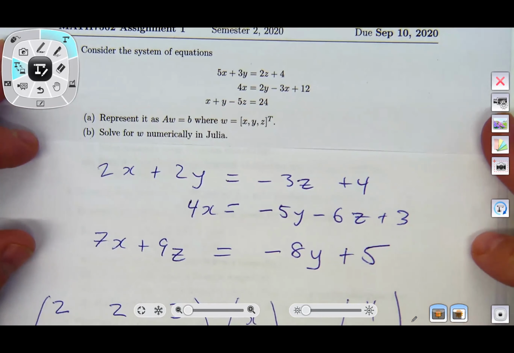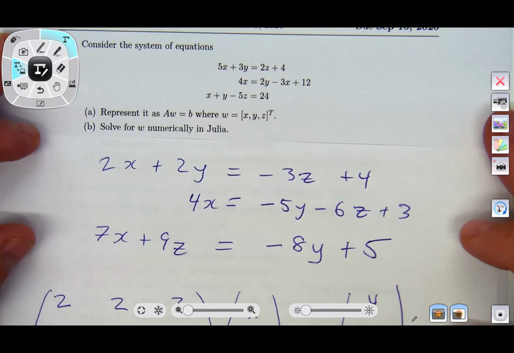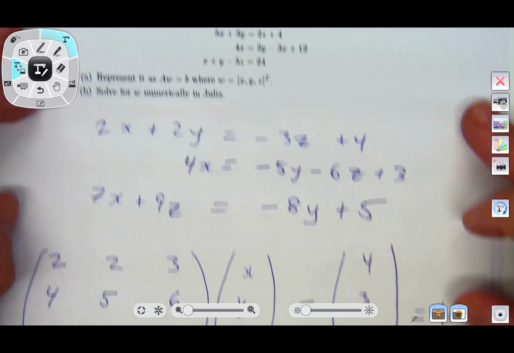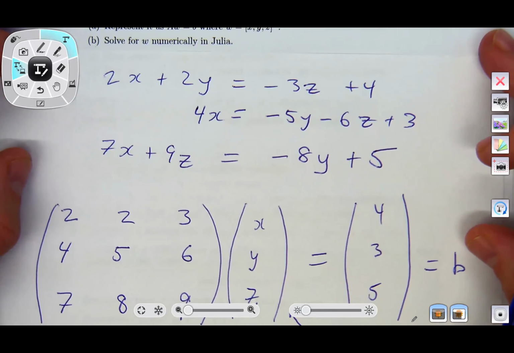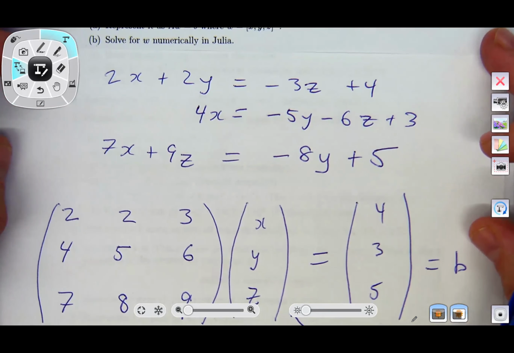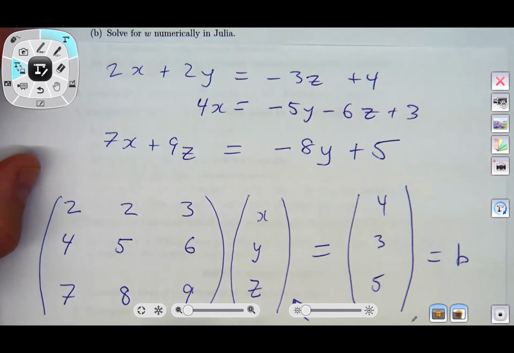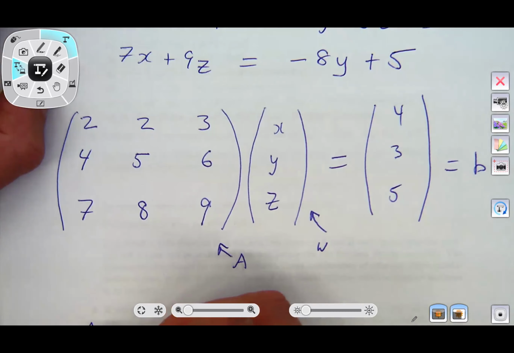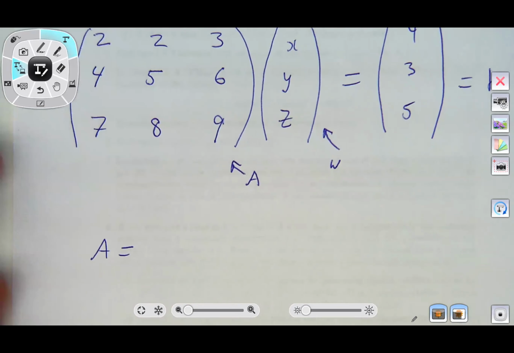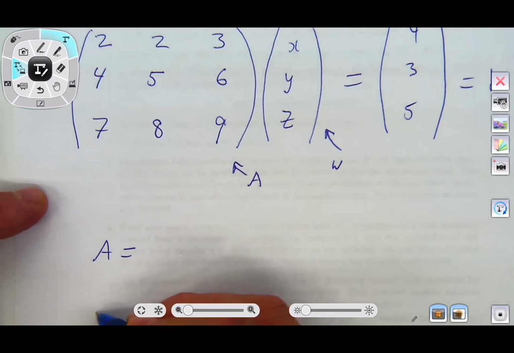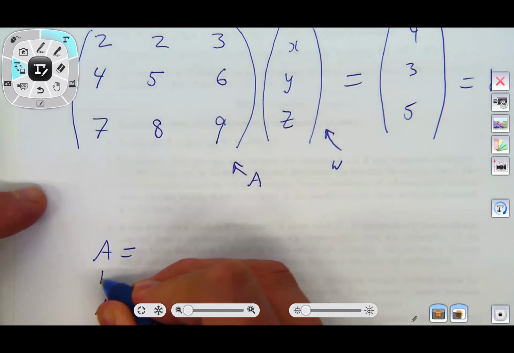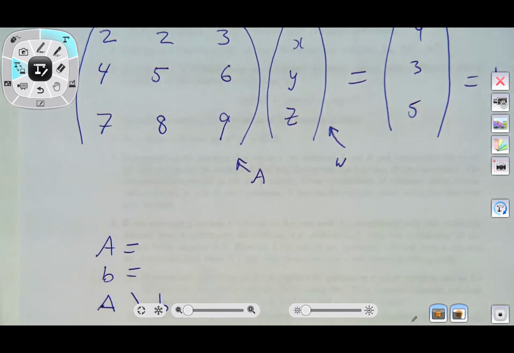Solve for W numerically in Julia. Okay, now I'll write what we're meant to do in this case. I'll just write the code, okay? Now we probably need to write using linear algebra first, okay? But the code would be, I would just enter the matrix A equals, right? And then I would put A slash B. Of course, I need to put B in memory too.